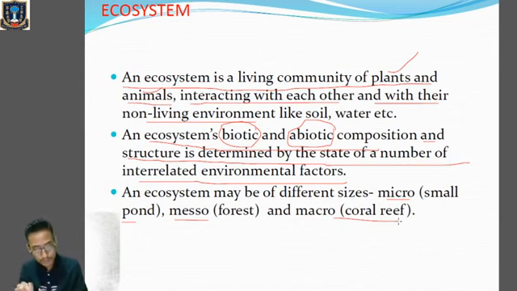Clear? So today we have simply learned the definition of ecology. We have gone through the categories of ecology and keywords like population and community, and we have had a brief idea of ecosystem. In the next class, we will learn about the structure of an ecosystem. Thank you.